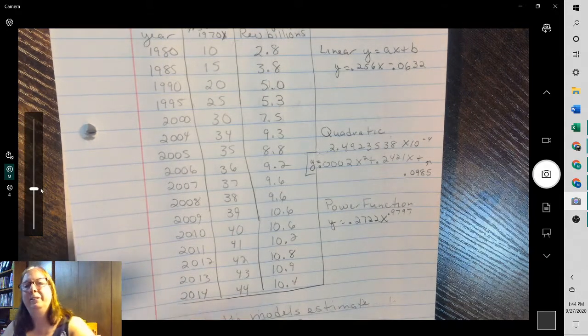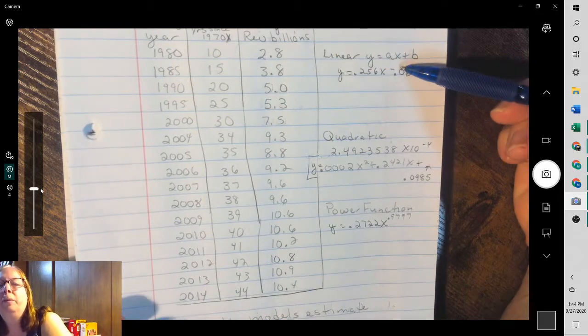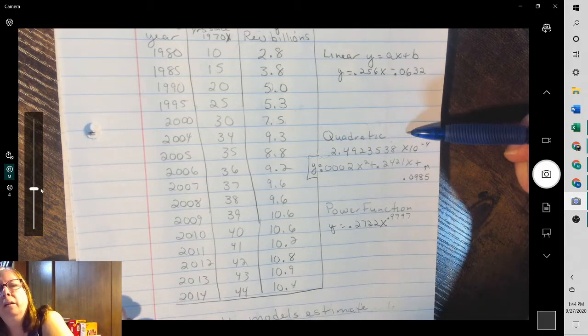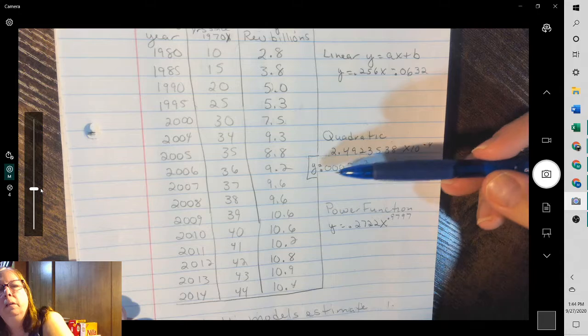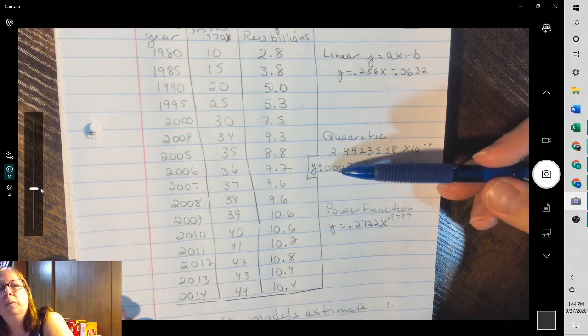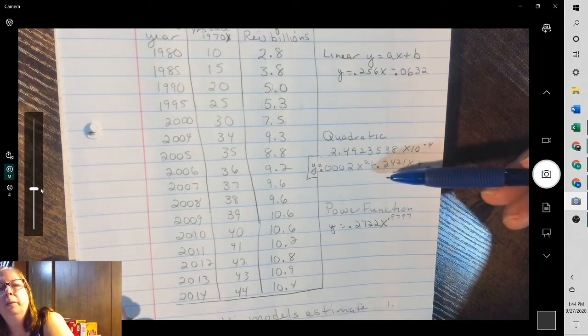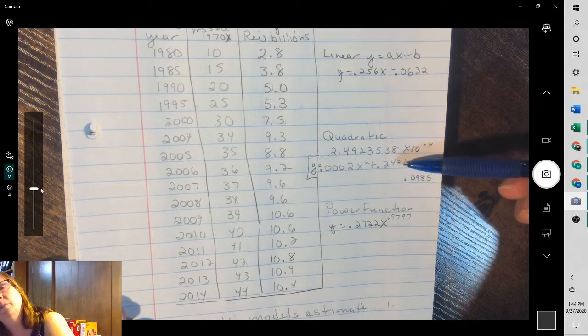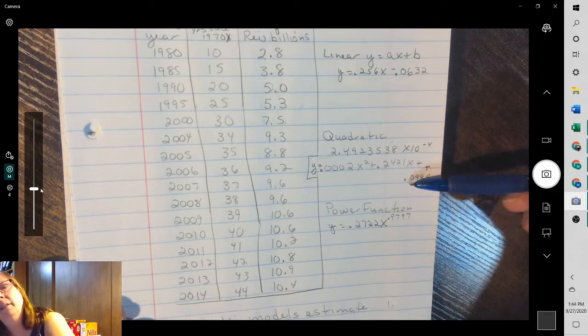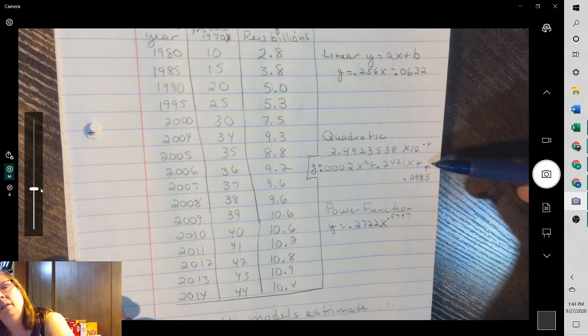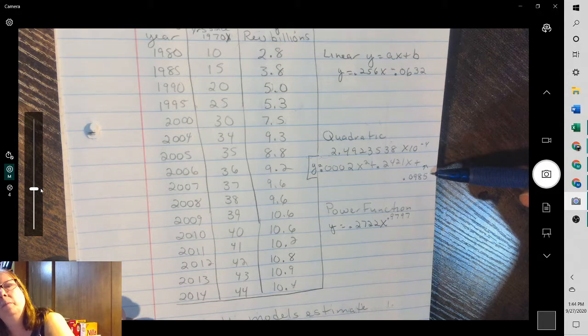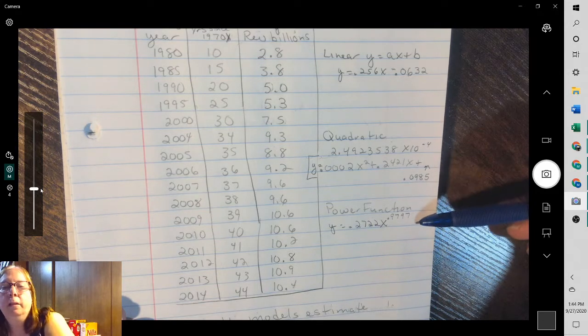There we go, that looks better. So our linear would be this one. Our quadratic would be this one. I moved the decimal, so 0.002 x squared plus 0.2421x plus, and then the constant, I didn't want to squeeze it in there. And then the power function.